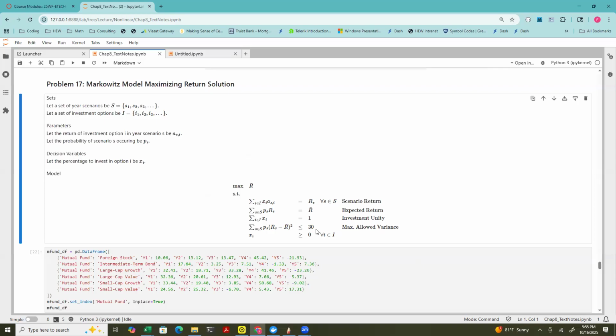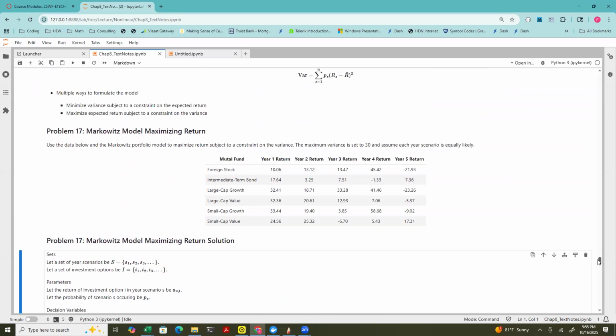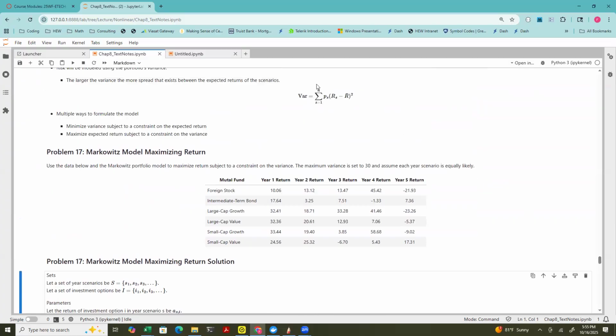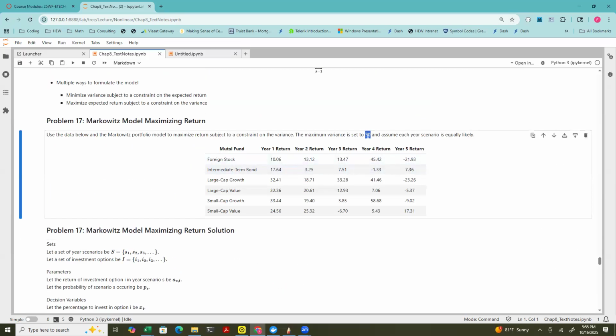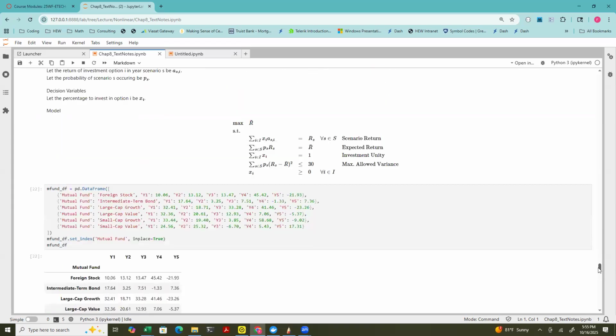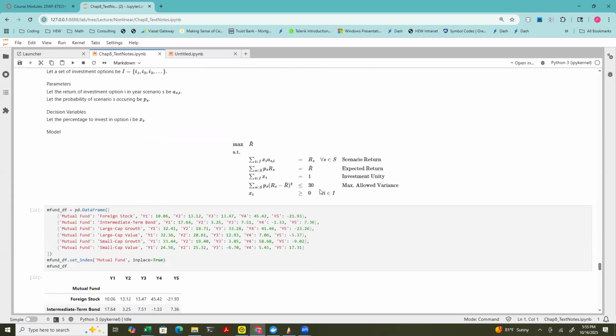And then we have the max allowed variance down here. So this left-hand side came from the definition of variance, right? If I look at that and then look at this, that is the exact same expression that I'm seeing. And I'm just saying here, okay, I'm capping that at 30. So that's where this less than or equal to 30 is coming from.